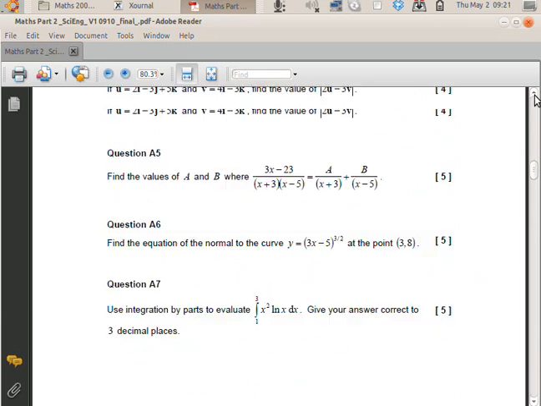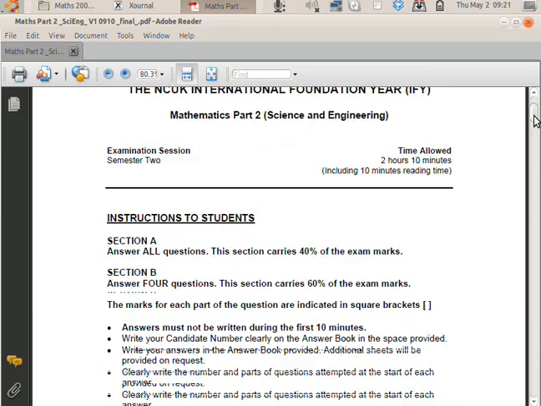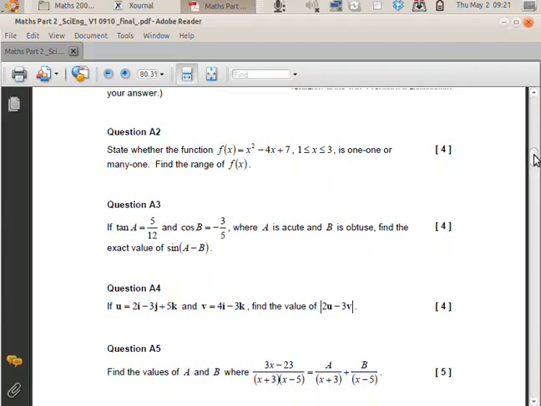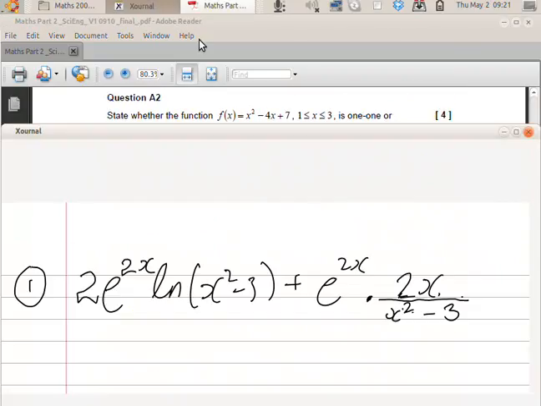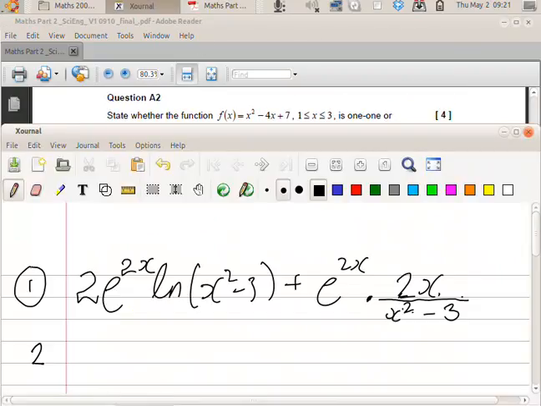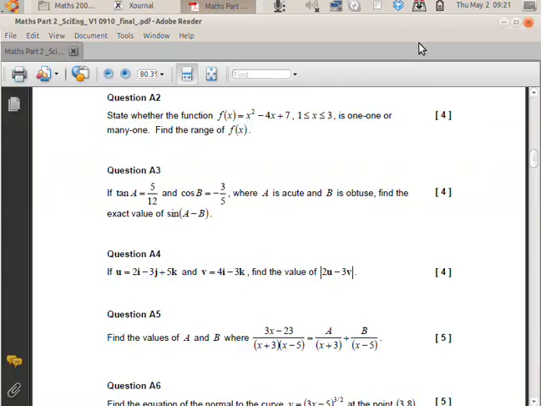Right, number 2 now. Wow. This is the hardest question, eh? This one's a long one. I don't know what's going on.